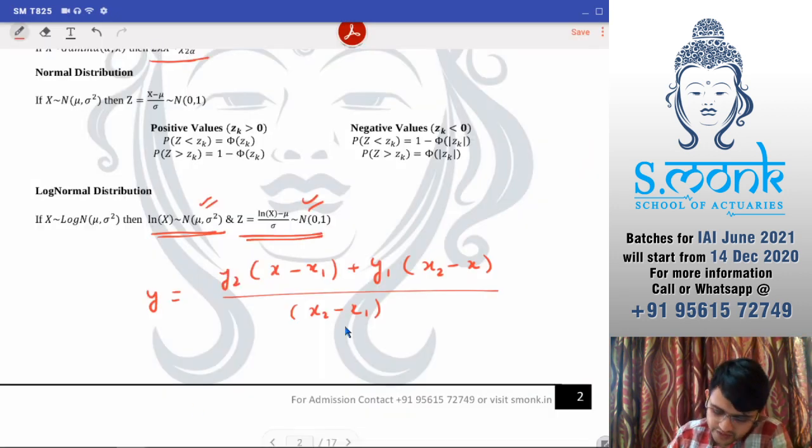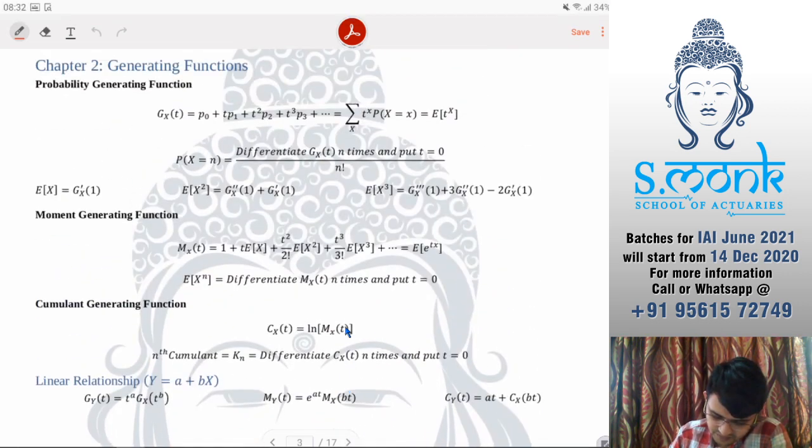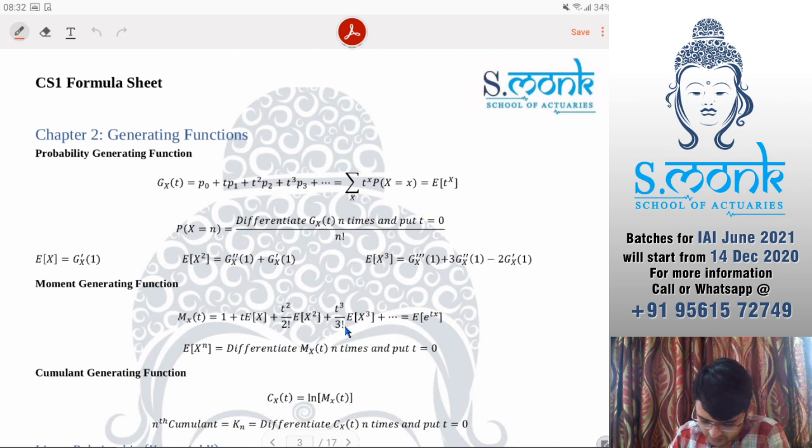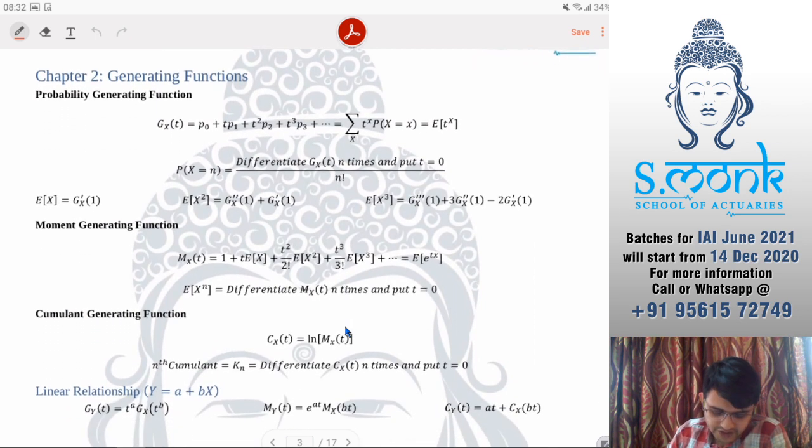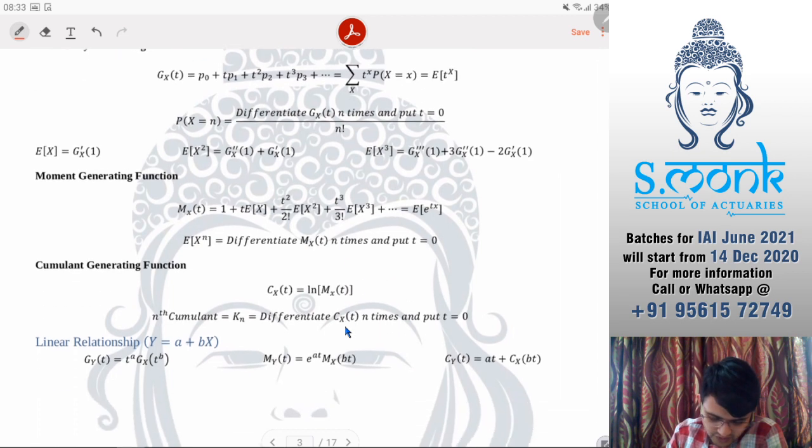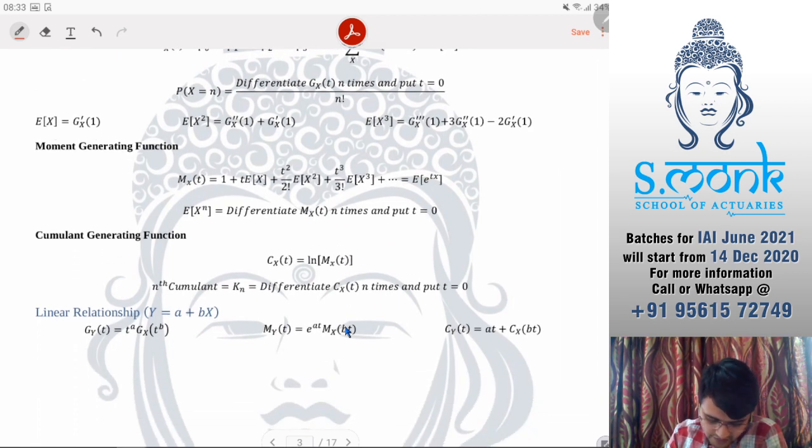Now let's talk about generating functions. Actually, the probability generating function is not in our course anymore, but it's good to know about it. Anyway, it's not part of our course, so I will not be talking about it, because they will not be asking you questions about the probability generating function. We have the moment generating function and we have the cumulant generating function. So one thing is, this is our series of the moment generating function.